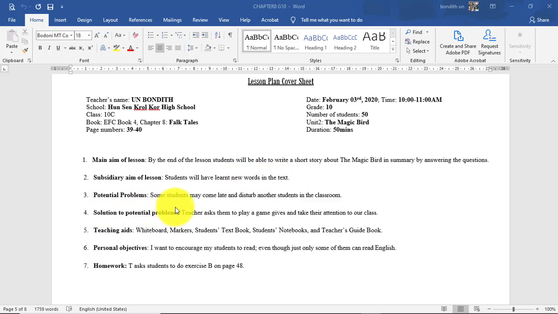Potential problems: some students may come late and disturb other students in the classroom. As a solution, the teacher asks them to play a game to take their attention back to the class. Teacher aids: whiteboard, markers, students' textbook, students' notebook, and teacher's guide book. Personal objectives: I want to encourage my students to read, even though only some of them can read English. For homework, the teacher asks students to do exercise B on page 48.